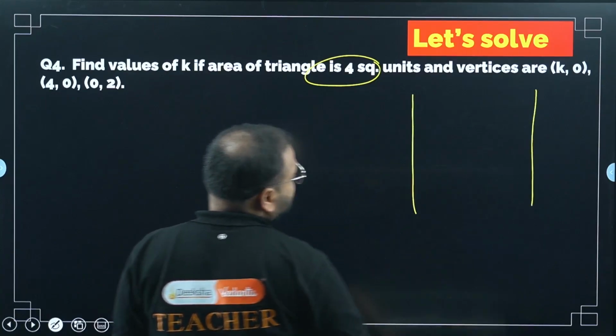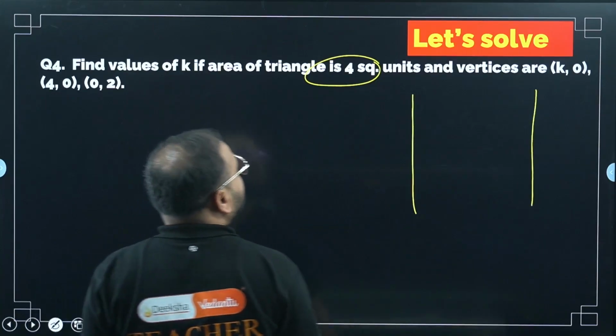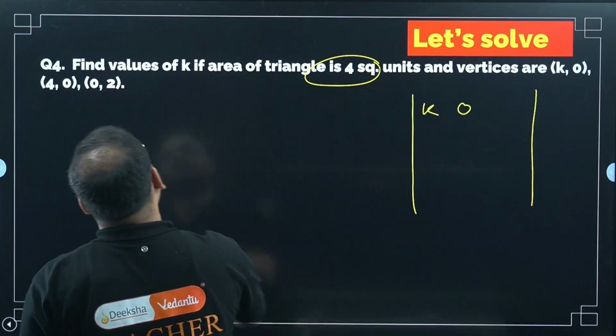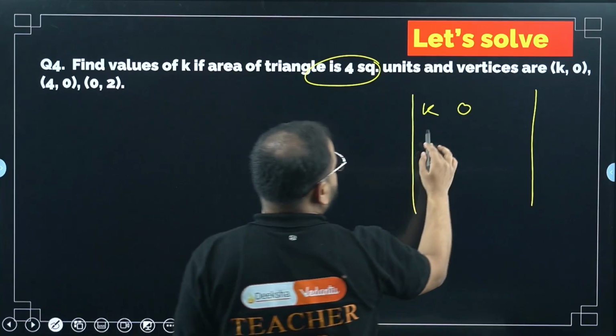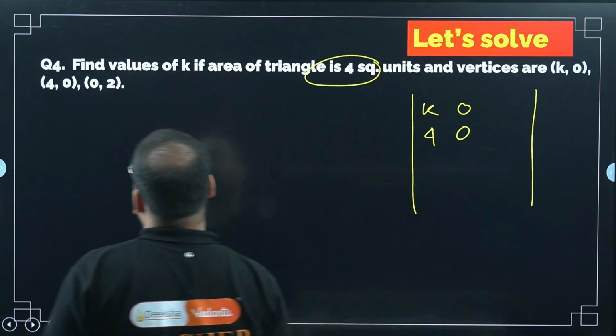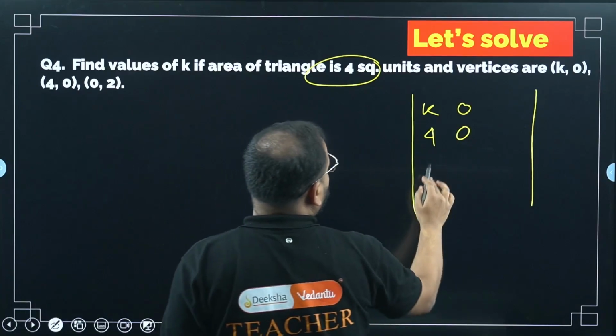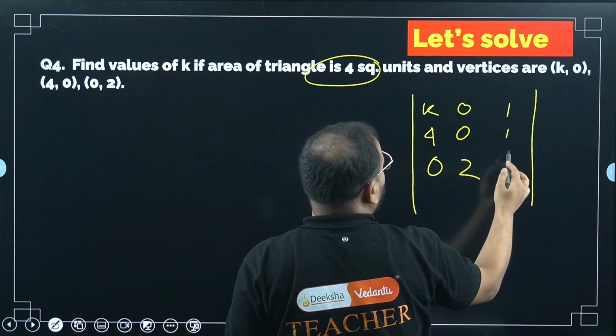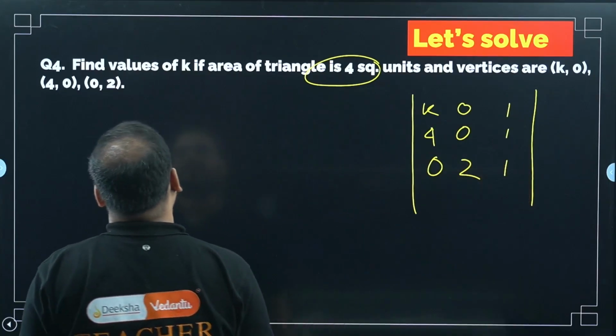How do you arrange, bacha? So first will come what? X1, Y1. So X1 is K, Y1 is 0. X2 is 4, Y2 is 0. X3 is 0, Y3 is 2. And what about the last row? Simply 1, 1, 1. Correct, sir?